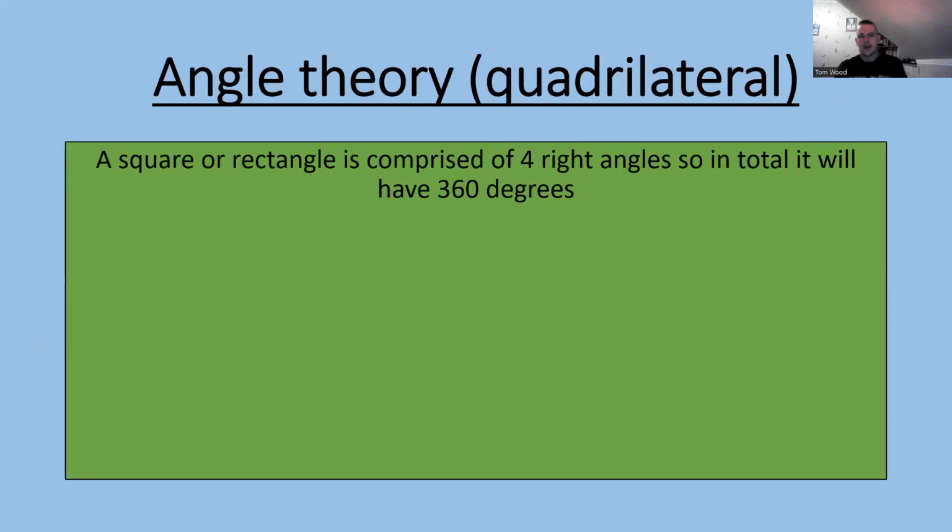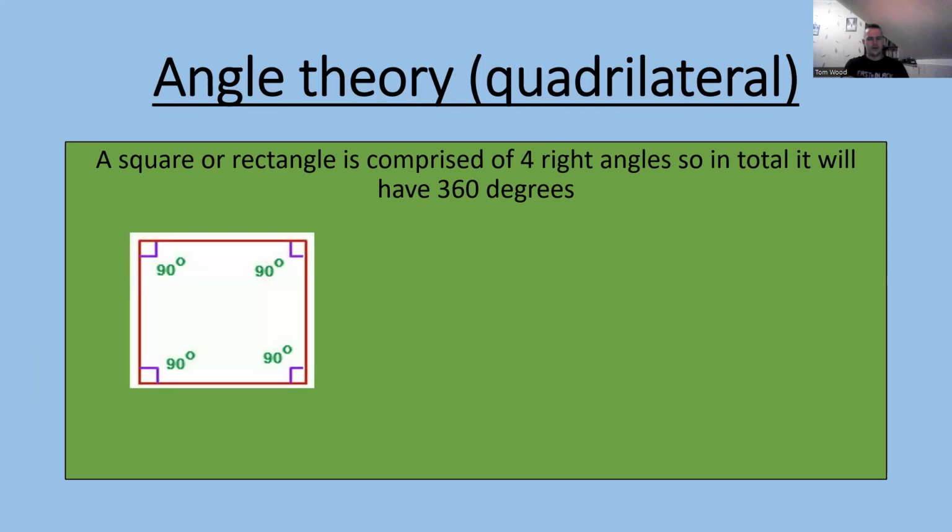Okay, so the angle theory behind any quadrilateral, and this is the same. It's very easy to see how this works with squares in particular, but this will work with rectangles or even stranger looking shapes. You can get weird looking quadrilaterals, which will still always add up to 360 degrees. The reason being, if we think about a square, it is comprised of 4 angles, and they are right angles. Each right angle is 90 degrees. So in total, it's going to be 360 degrees.